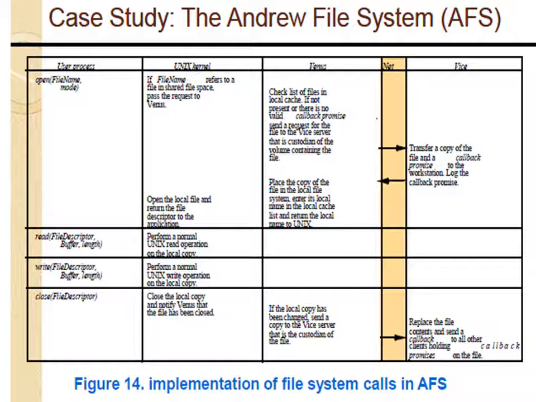And coming to close operation, close file descriptor is the parameter. The Unix kernel system closes the local copy and notifies VNS that the file has been closed. So the VNS software, if the local copy has been changed, sends a copy to the Vice server, that is the custodian of the file. Then the Vice server replaces the file contents and sends a callback to all other clients holding a callback promise on the file.